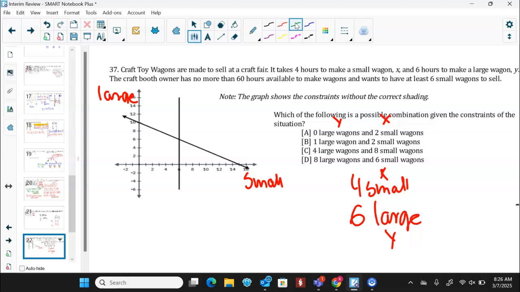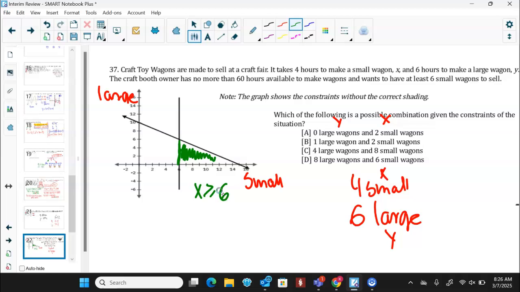So we are going to look at the area where we talk about 6 large and 4 small. We're going to look at each answer. So at least 6 small wagons. The area of at least 6 wagons is going to go to the right, so X has to be greater than or equal to 6. That would be the area that is shaded. So now let's see which point fits in that area.